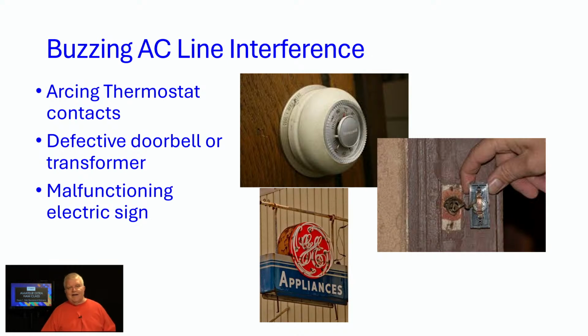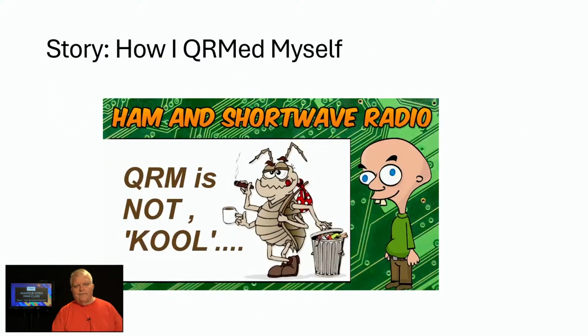There's all sorts of circuits out there, though, that'll cause you interference. Arcing thermostat contacts, if you have an old mercury thermostat, can generate a lot of noise. Doorbell transformers can generate radio frequency interference. And malfunctioning electric signs, especially neon signs, all of those things are the possibility of generating noise interference to your reception.